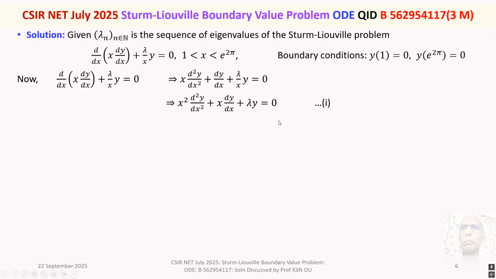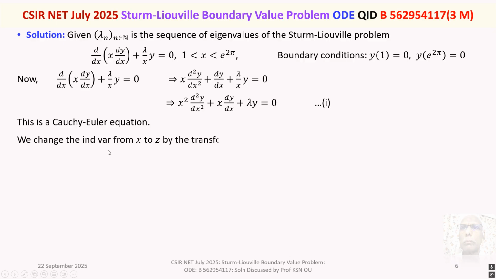Observe this differential equation. It is a Cauchy-Euler differential equation. To solve this differential equation, we transform the independent variable x to a new independent variable z by means of the transformation x is equal to e to the power of z, or z is equal to ln x. This is a Cauchy-Euler equation, so we change the independent variable from x to z by this transformation x is equal to e to the power of z, that is, z is equal to ln x.